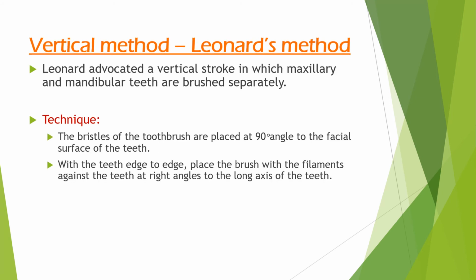Then the vertical method, that is the Leonard method. Leonard advocated a vertical stroke in which maxillary and mandibular teeth are brushed separately. The technique: the bristles of the toothbrush are placed at a 90-degree angle to the facial surface of the teeth, and with the teeth edge to edge, place the brush with the filaments against the teeth at right angle to the long axis of the teeth.